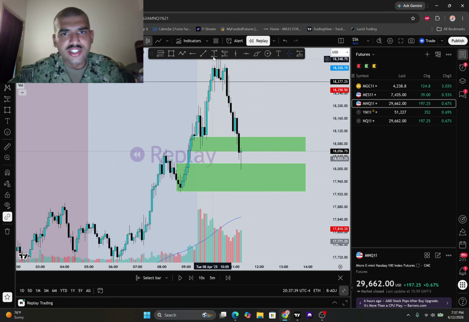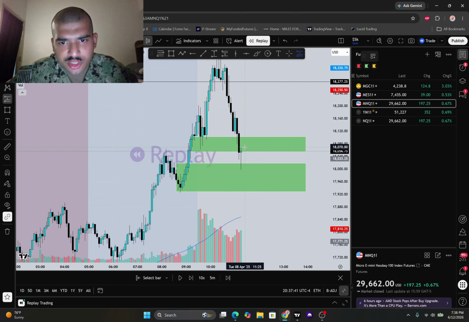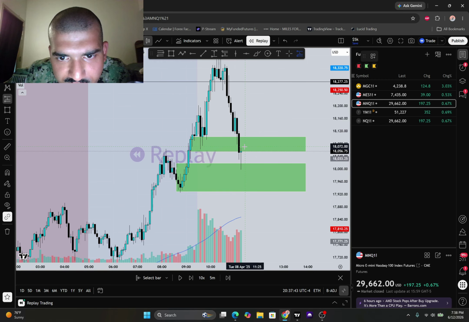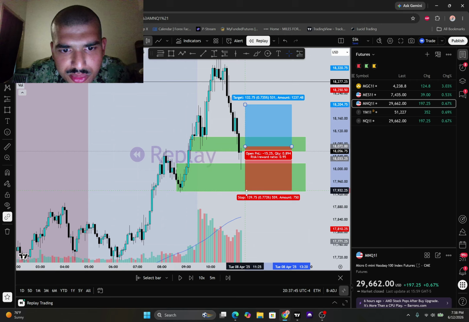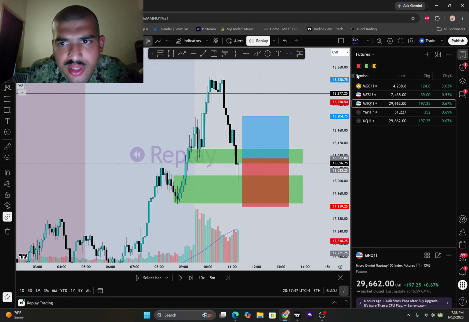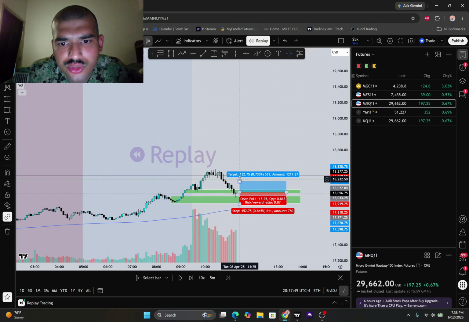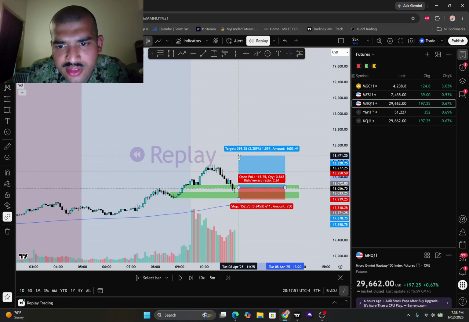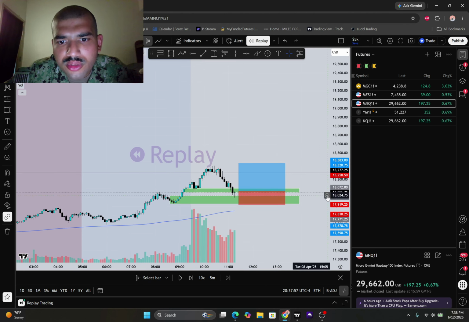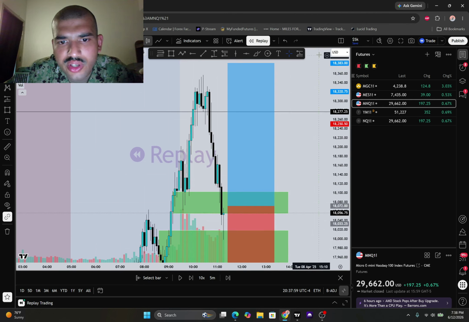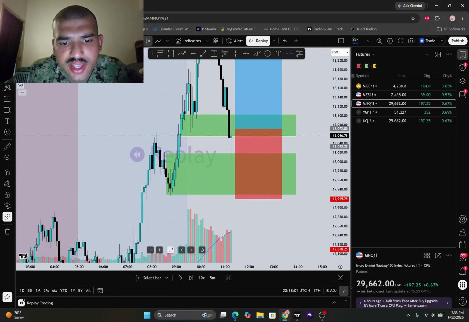Now my entry is going to be longs. It's going to be on this break of this candle right here. Stop loss is going to be under right here, and I'm going to be shooting for a 1 to 2, but ultimately targeting that high, right? Ultimately targeting the high all the way up here. But let's go ahead and see what happens. Let's see if it breaks above that candle. If it does, we would get in.